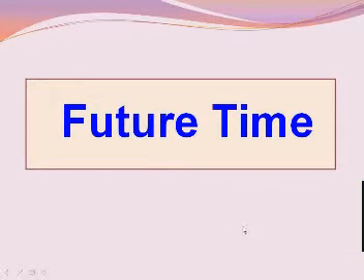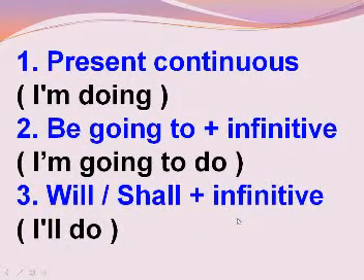And now we move on to future time. Here we have different forms. We have present continuous, I am doing, which could be also referring to the future, or be going to plus infinitive, such as I'm going to do. This refers to future. Or will or shall plus infinitive, like I'll do something. So there are three different ways of talking about the future. These are I'm doing, I'm going to do, or I will do.